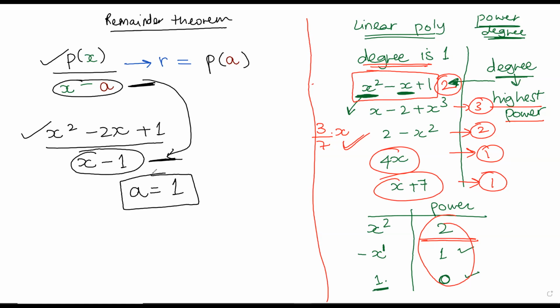Now, what does the remainder theorem tell us? If someone gives you this polynomial and asks you to divide it with this linear polynomial, what will the remainder be when I do this division? I don't care about the quotient, but what will the remainder be? If that is the question, that is where the remainder theorem comes into use. So what does our remainder theorem tell us? That the remainder will be equal to, yes?